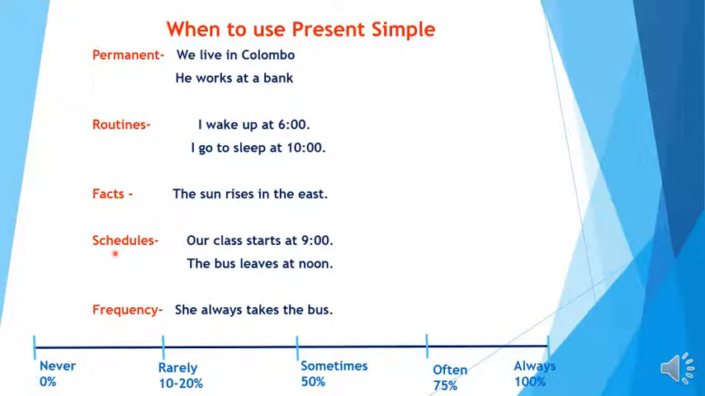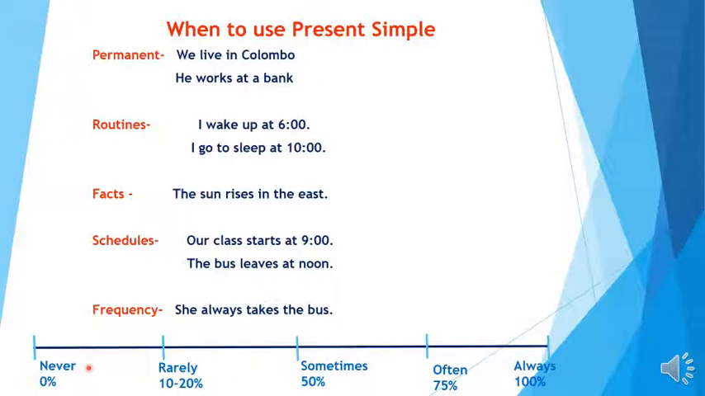And what about these planned events? Planned events, we call them schedules, right? So our class starts at 9. So this means it is planned to start at 9. The bus leaves at noon. And here, frequency, it's very important. So to understand this, now look at the timeline given here.